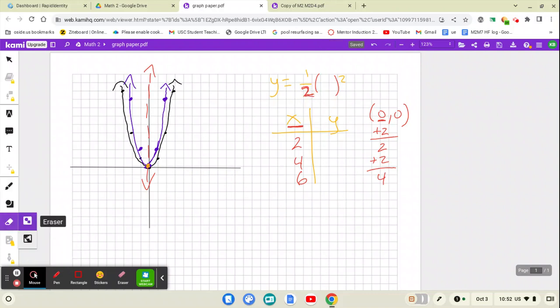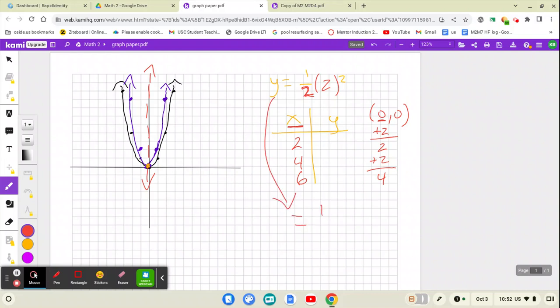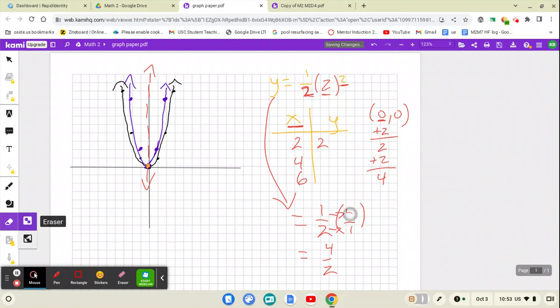Let's clean it up a little. Let's plug in our first x value of 2. And then we use PEMDAS. I'll show some work down here. So I have 1/2 times 2 squared, which is 4 over 1. Multiplying straight across, I get 4 over 2, which is 2. So that's convenient. Let me erase and give some space.